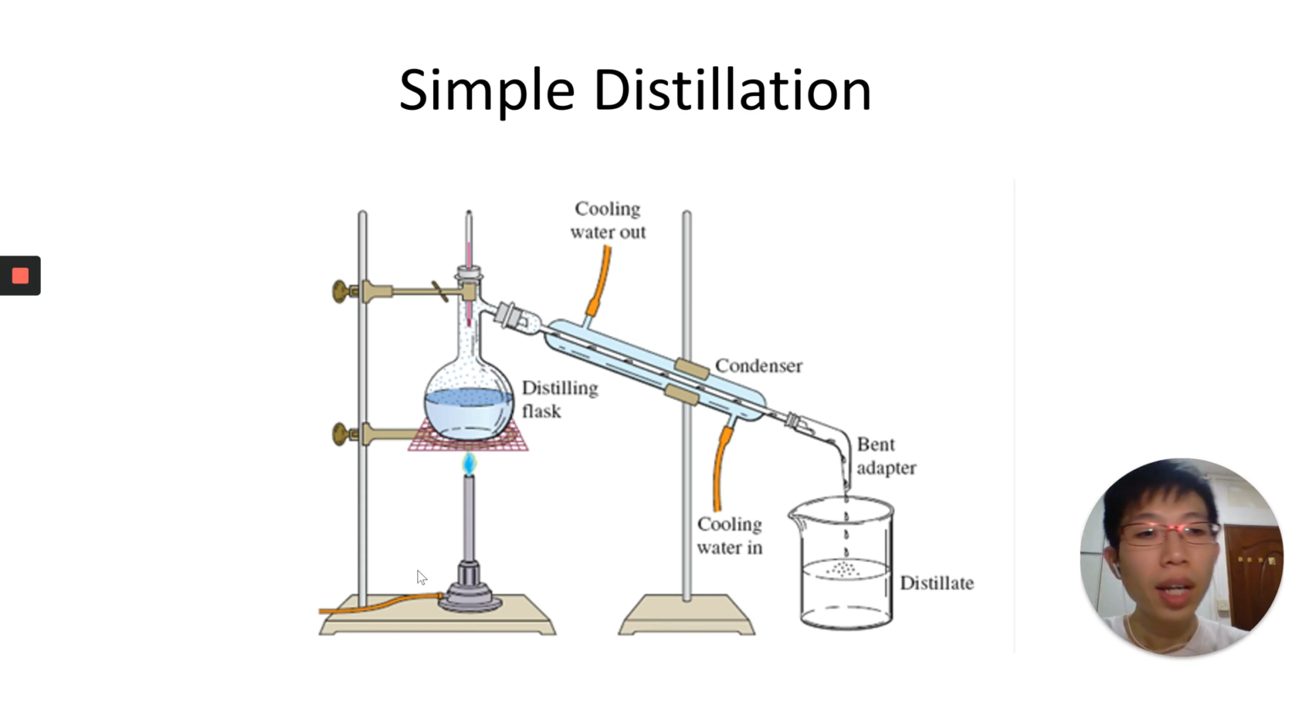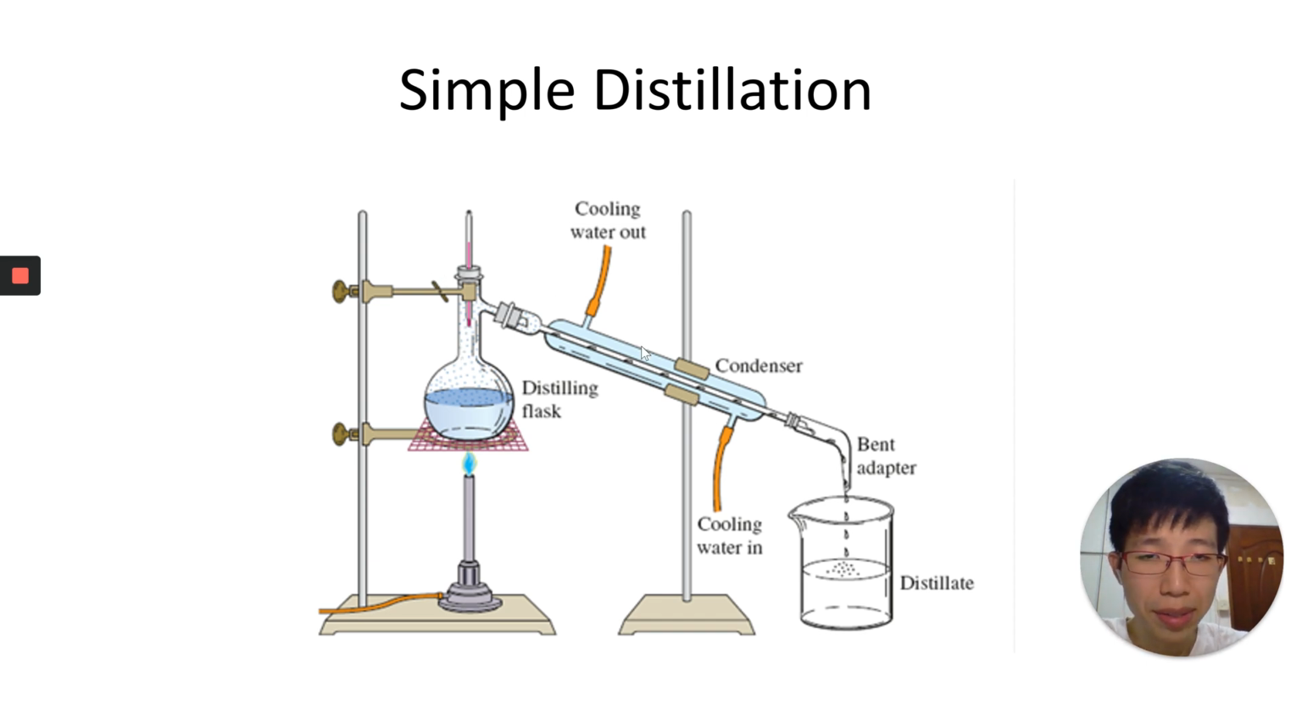Hi students, today we'll be looking at simple distillation and we'll be looking at some of the key questions that we need to know for simple distillation. So the diagram over here basically is a setup of a simple distillation experiment. So over here is a Bunsen burner heating up the distillating flask which contains the solution, and this one is a thermometer to measure the temperature of the vapor.